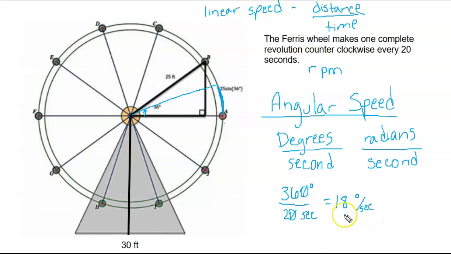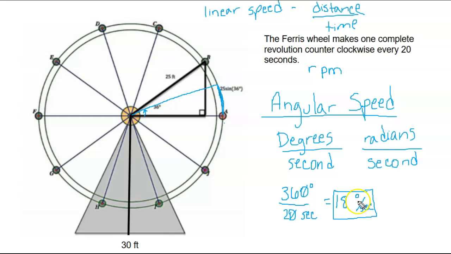But our angular speed is talking about how many degrees we have spun in a certain amount of time. So if our Ferris wheel can complete a full rotation in 20 seconds, then it must be traveling at a speed of 18 degrees per second.